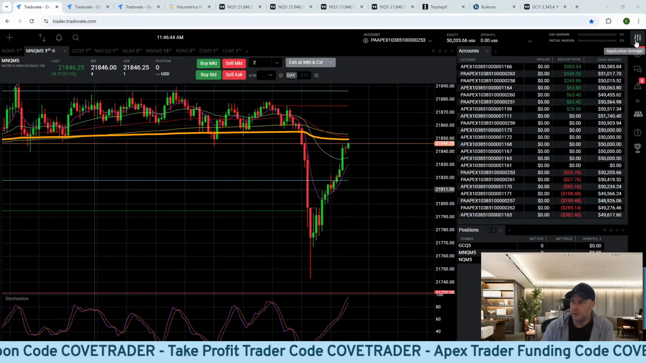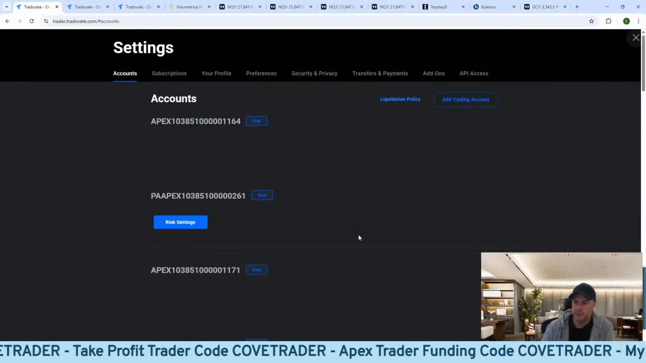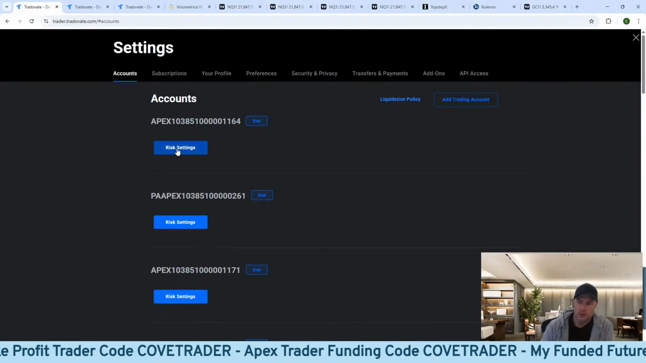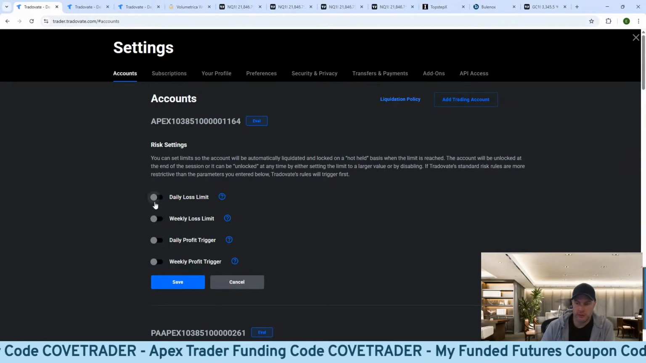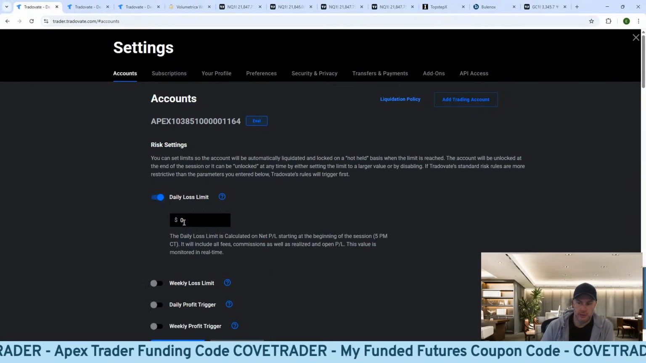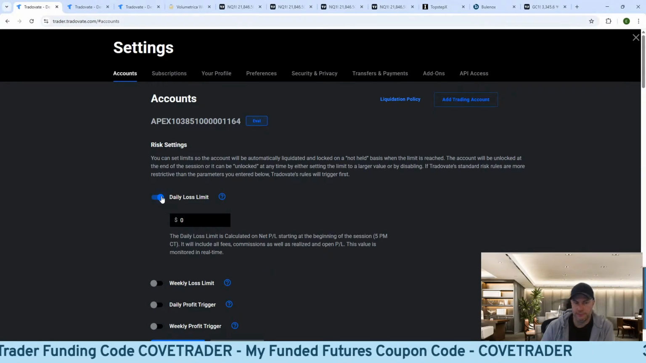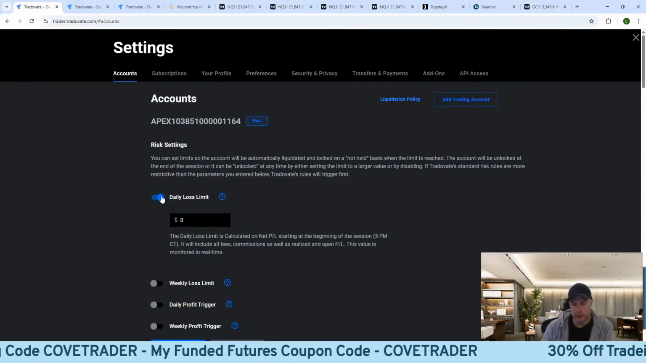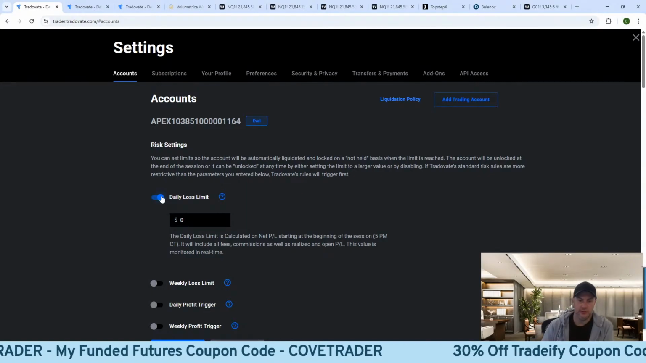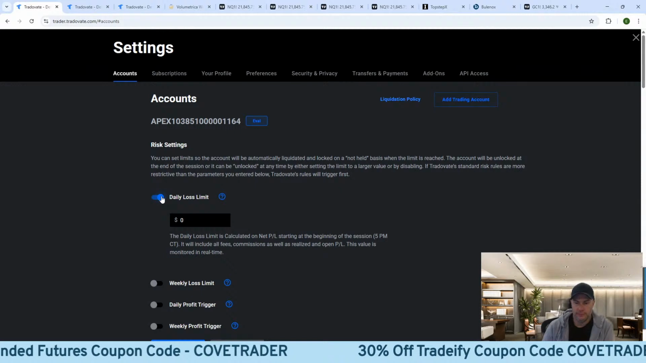So right here, see application settings. You should set your risk settings and set up daily loss limits of like, I don't know, $300-400. And once it hits it, you're done for the day.